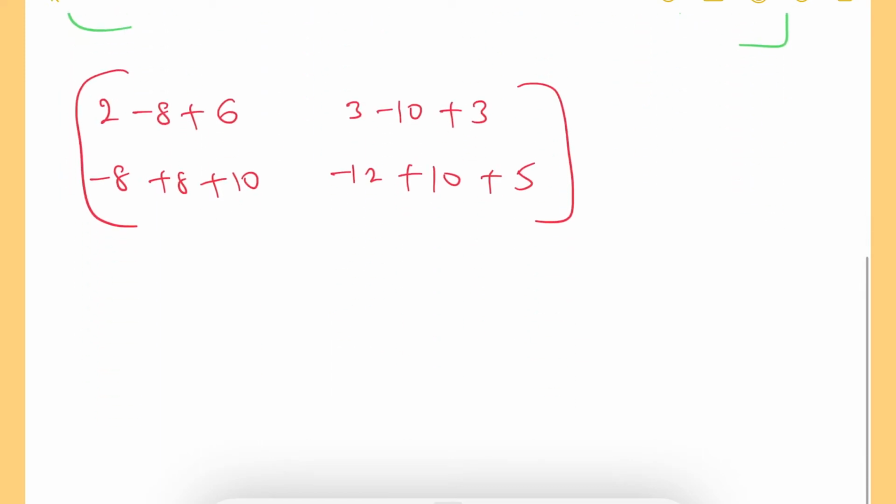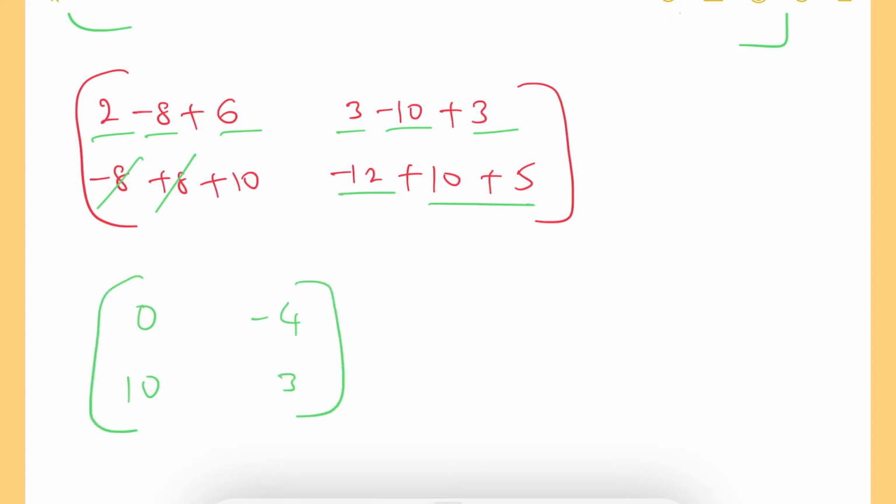If we simplify this further, 6 plus 2, 8, 8 minus 8, 0. 3 plus 3, 6, 6 minus 10, minus 4. Minus 8 plus 8 cancel, 10. 10 plus 5, 15, 15 minus 12, 3. So this is the value of AB.